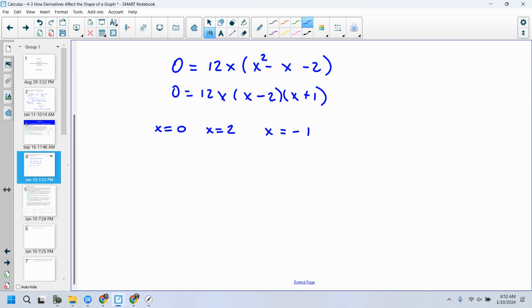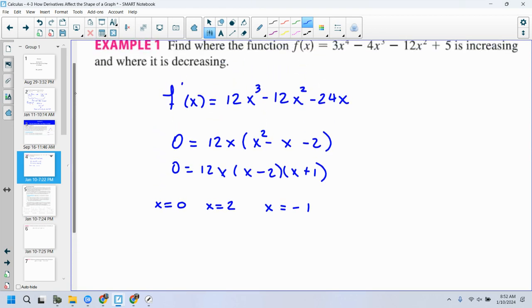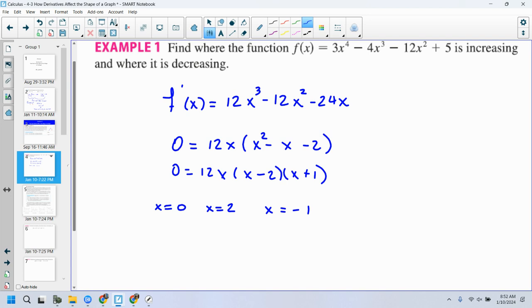Okay, this is what the increase-decrease test actually looks like. You find your critical values, and then you put those critical values on a number line. Going from smallest to biggest, it looks like it should go -1, and then 0, and then 2. These are the places where it has the possibility of changing from increase to decrease. So now what we're going to do is pick some points in between. We're going to pick a point here, here, here, and here.